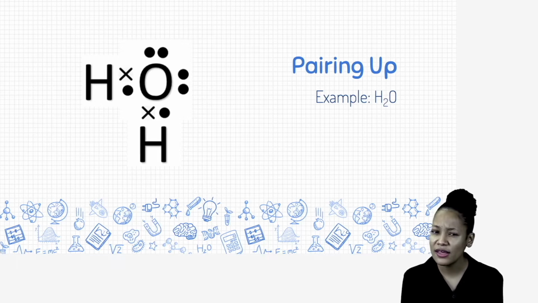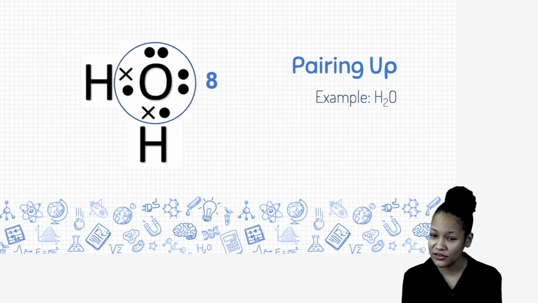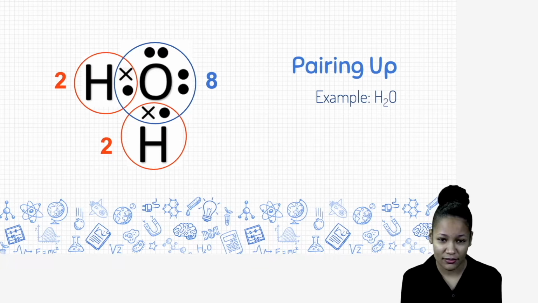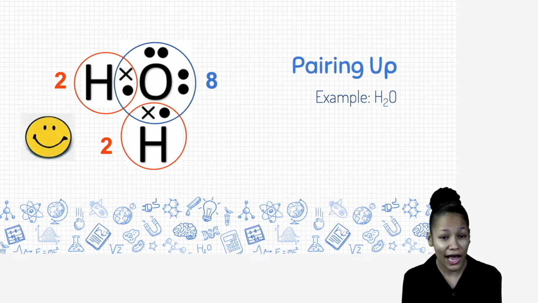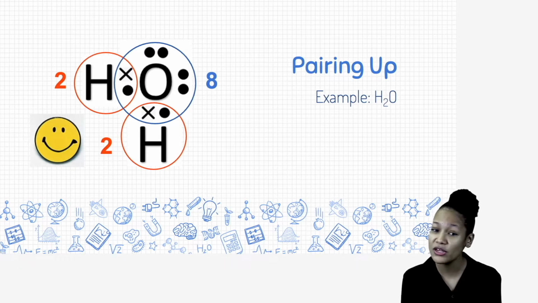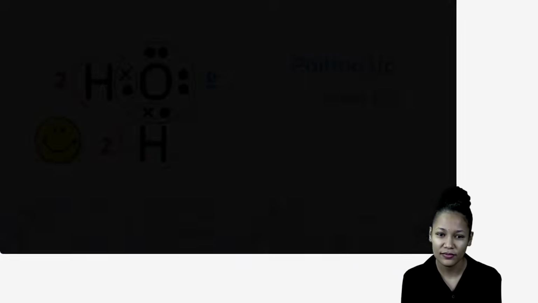When we count the number of electrons around oxygen, we find that it is surrounded by 8 electrons and therefore that its octet rule is complete. Each hydrogen atom is, however, only surrounded by 2 electrons. But remember, hydrogen is an exception to the octet rule. So hydrogen is happy having only 2 valence electrons.